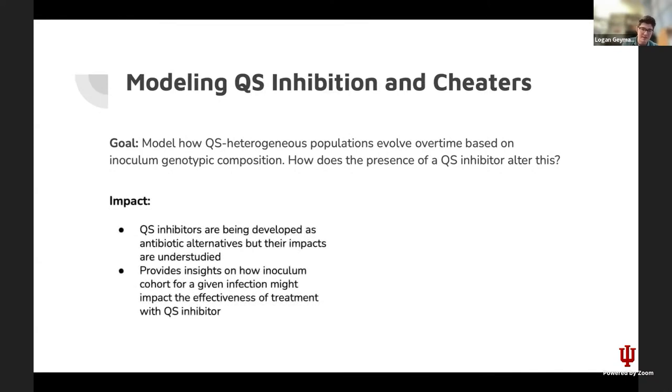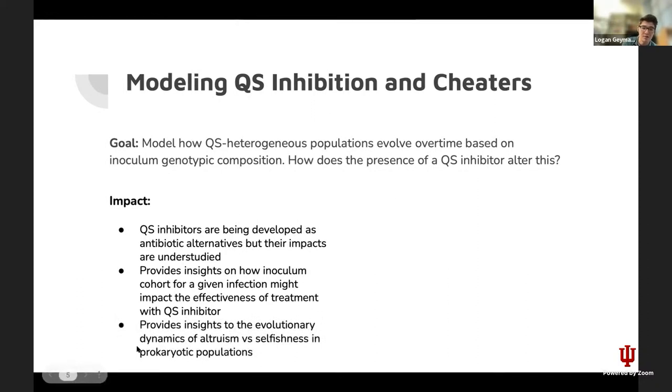So the impact of this is, since they're being developed as antibiotic alternatives, it's important for us to understand how quorum sensing inhibitors impact bacterial populations. It also provides insights on how inoculum cohorts for a given infection might impact the effectiveness of quorum sensing treatments. And this could be generalizable to other forms of treatments as well. So that's exciting. And then it also provides insights into the evolutionary dynamics of altruism versus selfishness in prokaryotic populations.